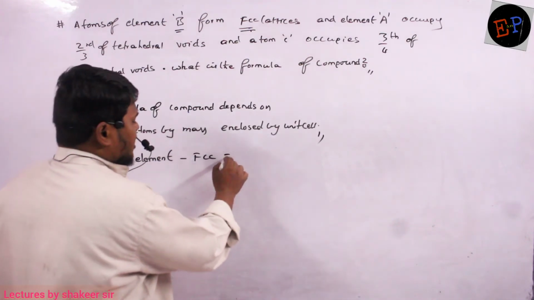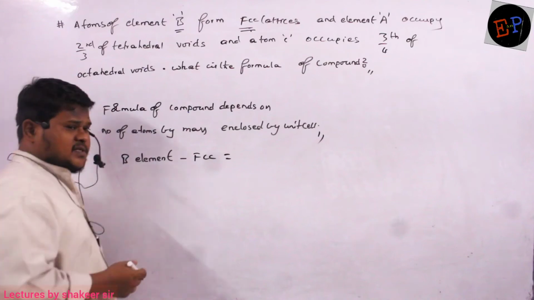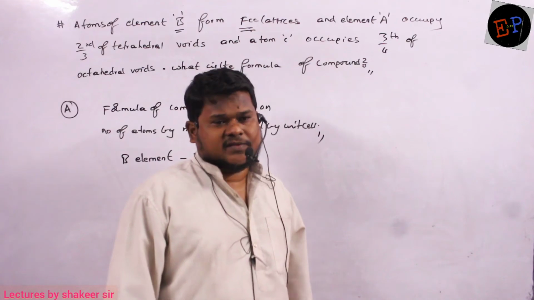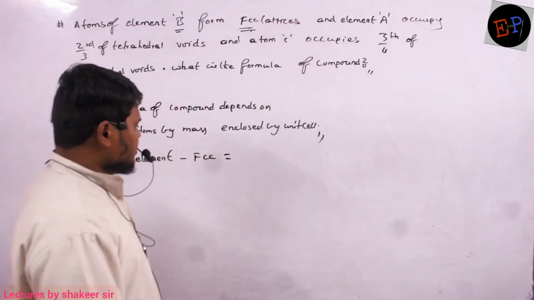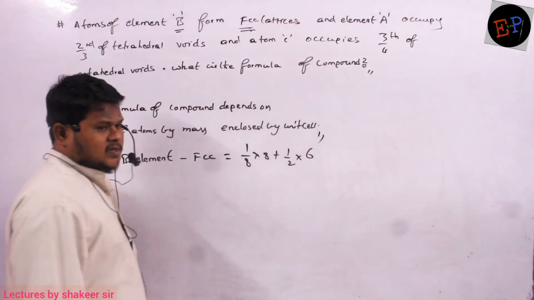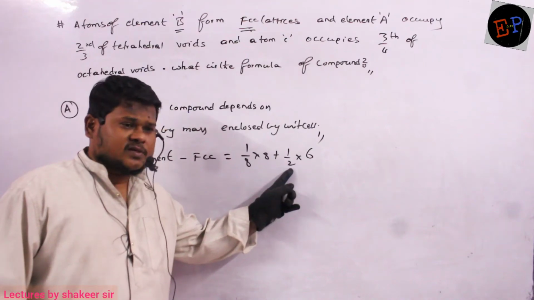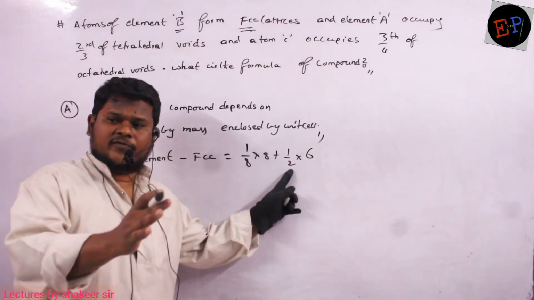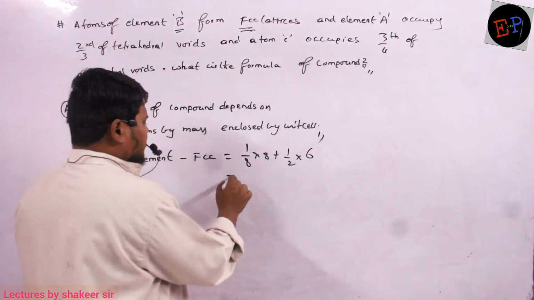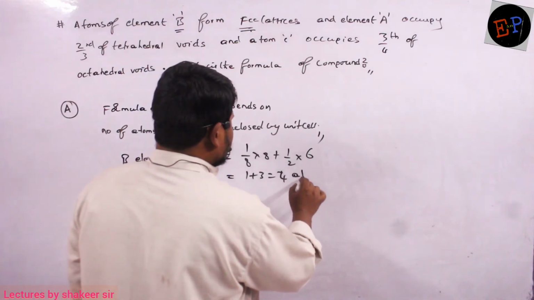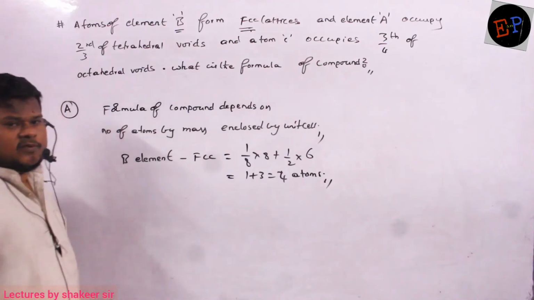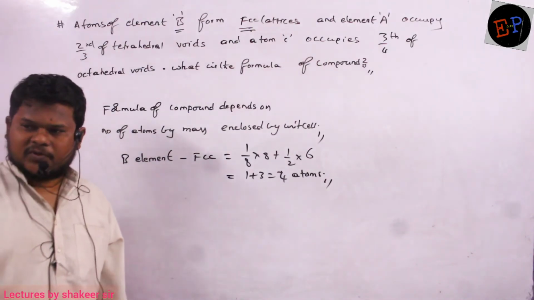Yes. At the corners there are 8 atoms. What is meant by FCC? 8 atoms are present at the corners and 6 atoms are present at the faces. So the total contribution is 1/8 into 8 plus 1/2 into 6. When they are present on the face, the contribution is only 50% to that unit cell, as already discussed. So 1 plus 3 is 4. So this unit cell is enclosing 4 atoms of element B by mass. Up to here it is clear?